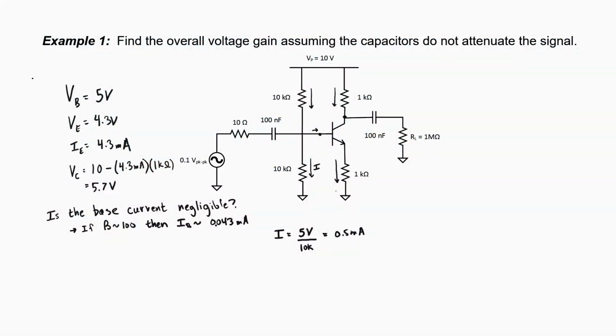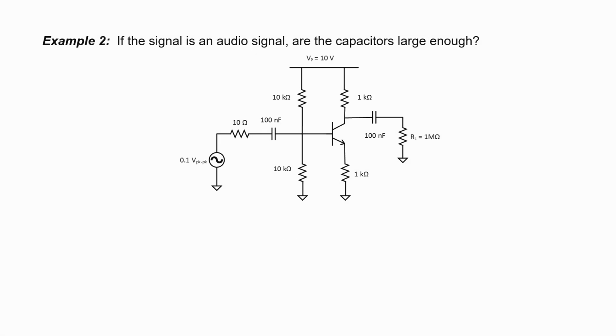We know that these capacitors form high-pass filters. If the frequency is high, it'll go right through this amplifier. But what happens if the capacitors are too small? If these capacitors are too small, then our frequency might be cut off. In example 2, we're going to assume that the signal is an audio signal. Are the capacitors large enough?